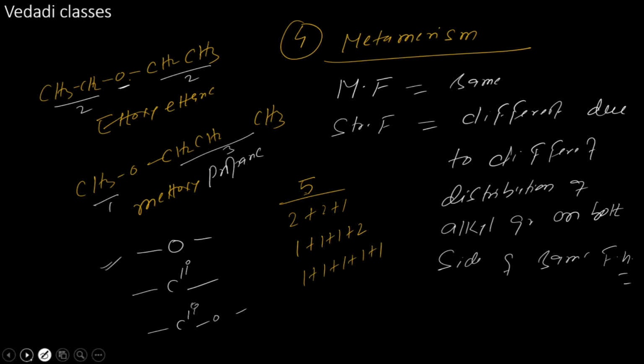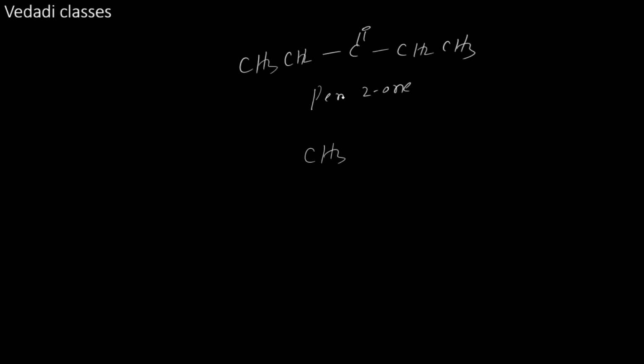I have given the example of ether. Let's talk about the example of ketone. Like we have CH3, C double bond O, CH2, CH2, CH3. So how many carbon? We can say this is butan-2-one. But if we make one more carbon over here, like CH3, CH2, 5 carbon, so pentan-3-one.